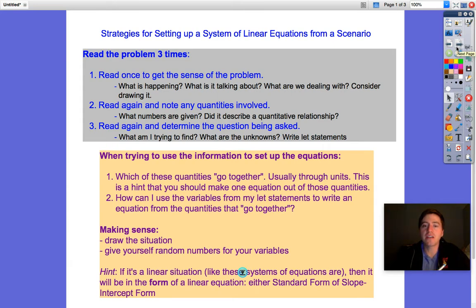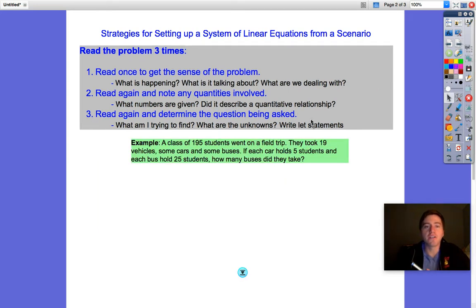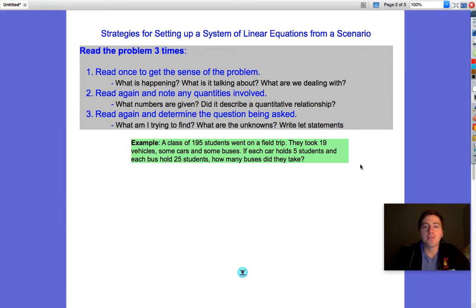So let's look at some examples of how to use these strategies. Here's the first example. I'm going to read this 3 times. The first one is to make sense of the problem: what is it talking about, what are we dealing with. A class of 195 students went on a field trip. They took 19 vehicles. Some were cars and some were buses. If each car holds 5 students and each bus holds 25 students, how many buses did they take?